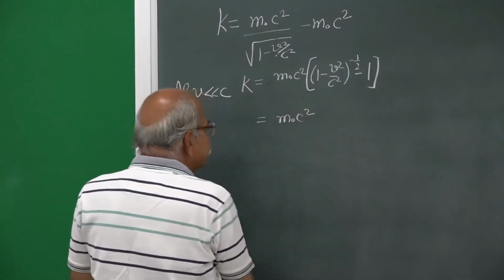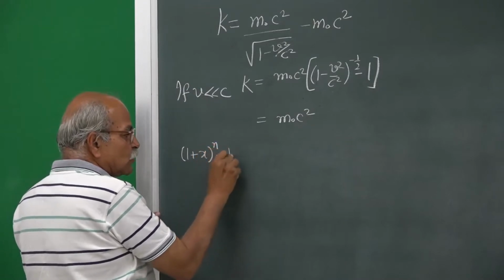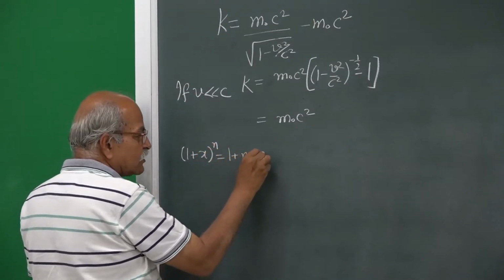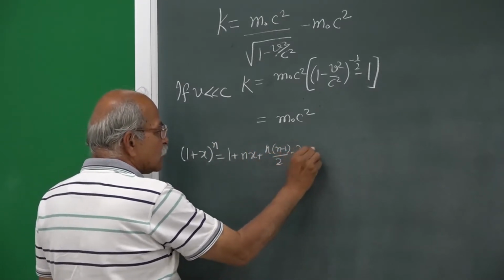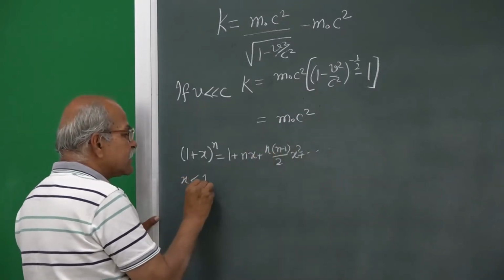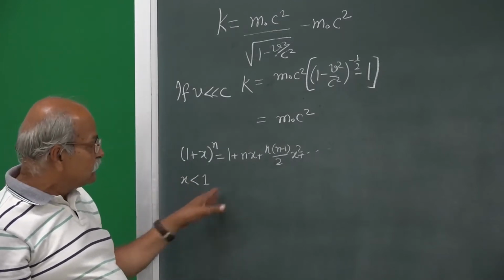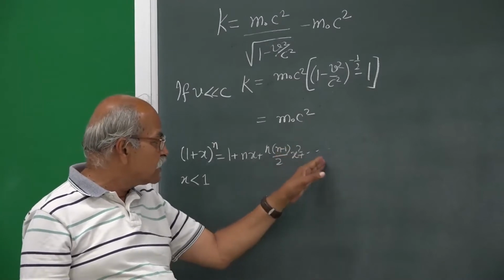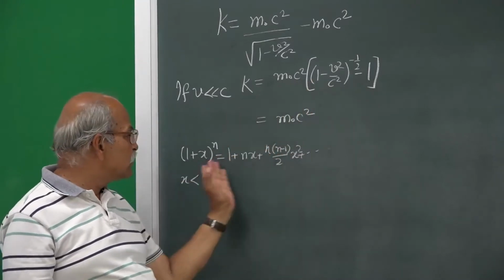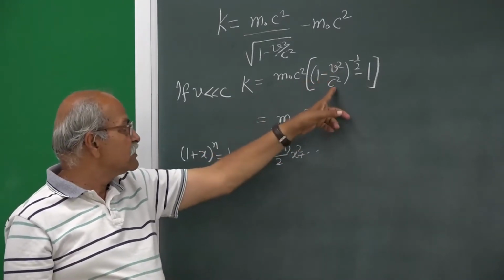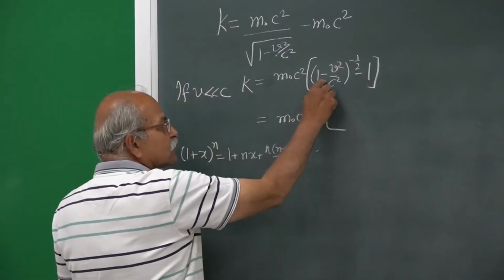What is binomial theorem? Binomial theorem is 1 plus x to the power n is 1 plus n into x plus n into n minus 1 by factorial 2 x square and so on. This is the series and is valid for x less than 1. So, if x is much less than 1, then higher terms involving x square, x cube, those will be negligible. So, here we will be using this equation, and 1 minus v square by c square to the power minus half, so it is 1 plus x to the power n.